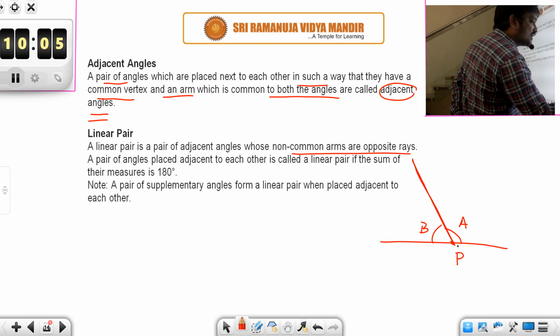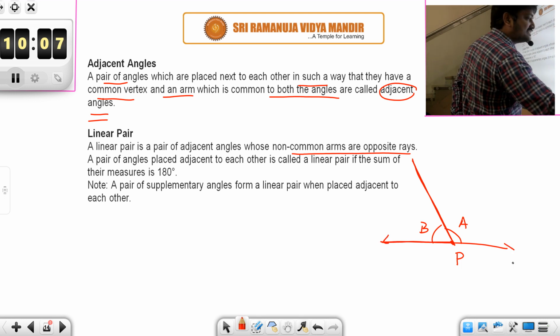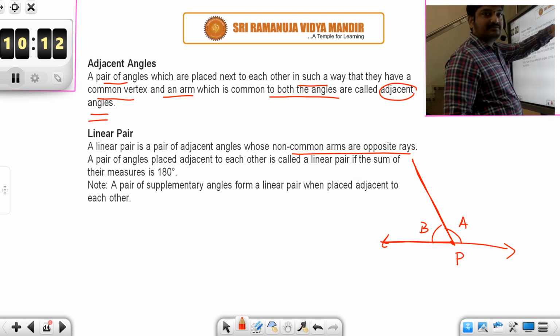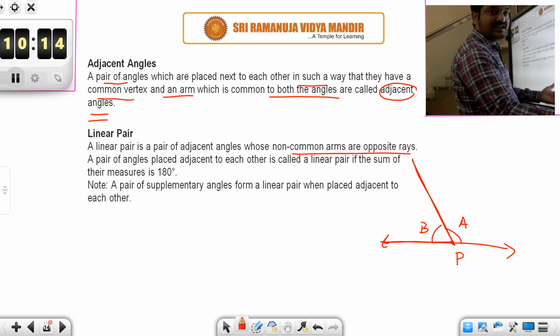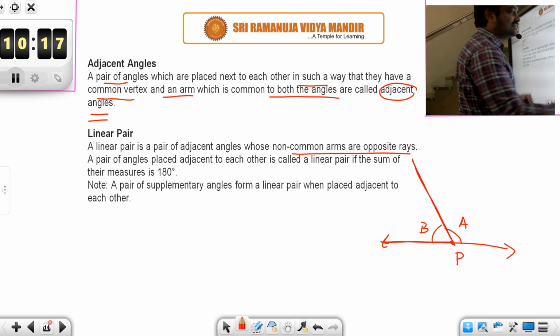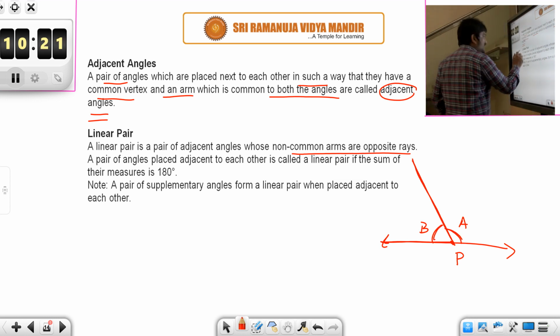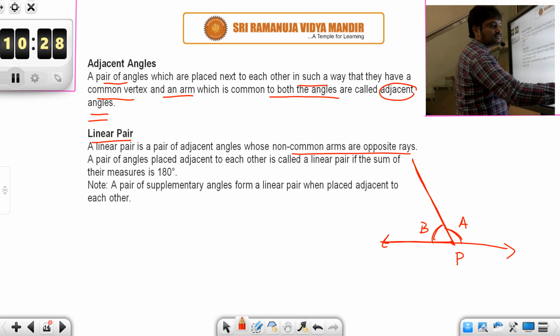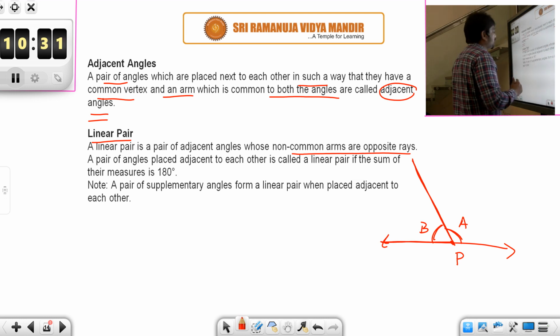And then here if you look at this ray and this ray, they are opposite in direction. I mean, leave the common arm, and then the other arms, if they are exactly opposite in direction, then we'll call this pair of angles a linear pair. So a linear pair means first of all there should be adjacent angles, and then the non-common arms should be opposite rays. Okay. So a pair of angles placed adjacent to each other is called a linear pair if the sum of their measures is 180.